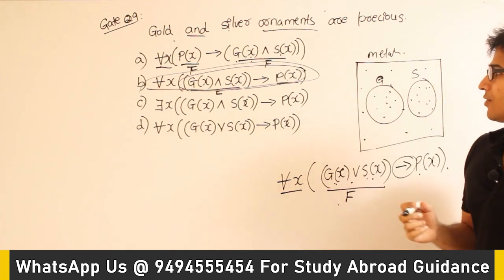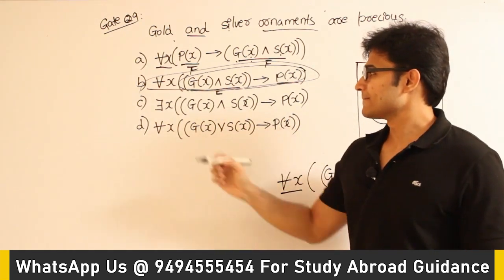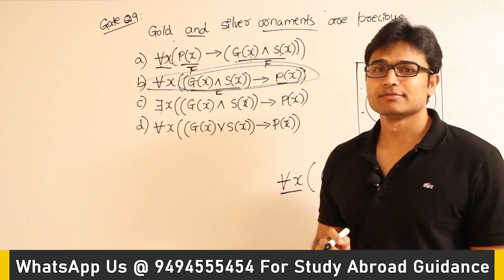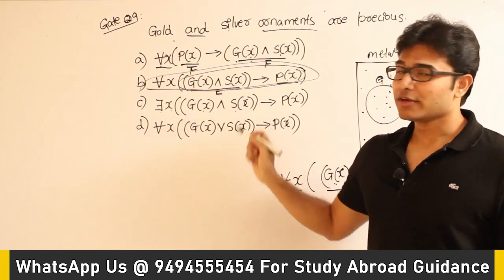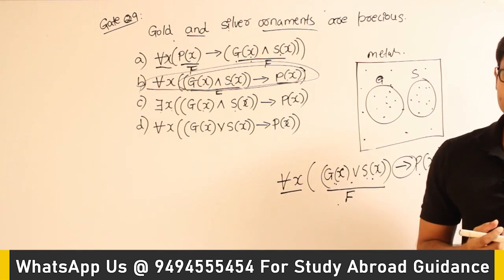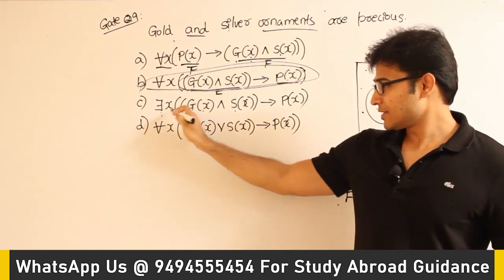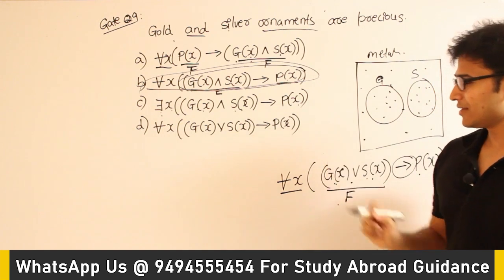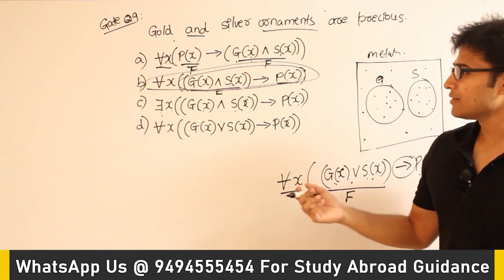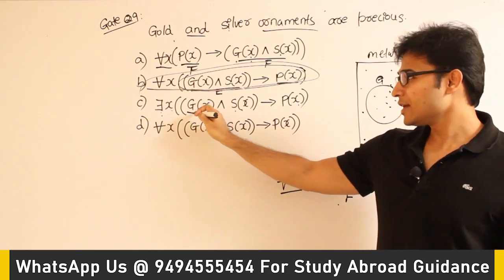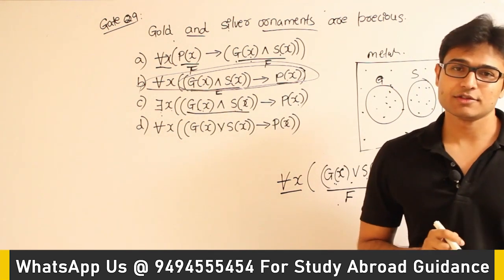Alright. Now, what about this one? There exists a metal such that it is both gold and silver. Again, think about it. There exists a metal such that it is gold and silver. I don't know how to read it and explain it. So anyway, what happens is, take any metal and substitute here in place of x.